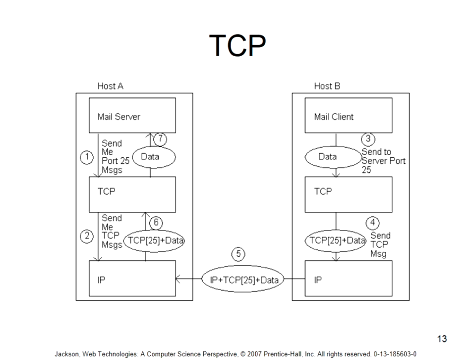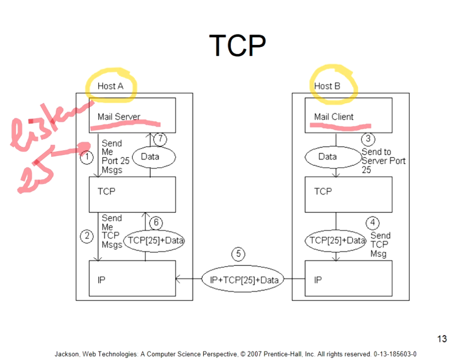So this is an example of using ports. We have two hosts, two machines, A and B. Here we have a mail server, and here we have a mail client. The mail server in host A asks TCP here to listen for requests to port 25.